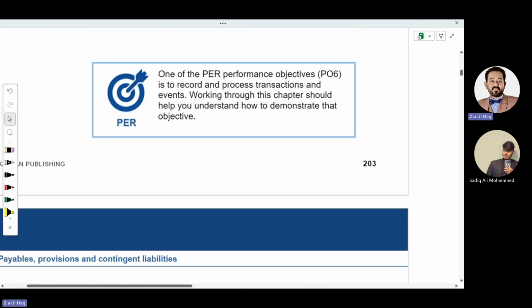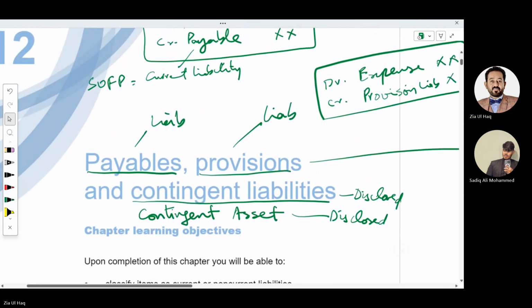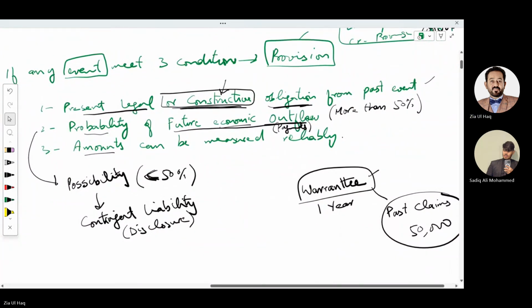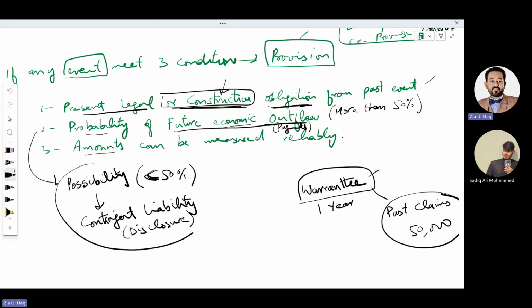So when we need to record the provision, if any event is meeting these three conditions: present legal or constructive obligation from a past event, probability of future economic outflow, meaning payment, meaning more than 50% chances, and amounts can be measured reliably, in that case, there should be a provision. If there is a possibility, meaning chances are less than 50%, in that case, no provision, we need to disclose contingent liability.